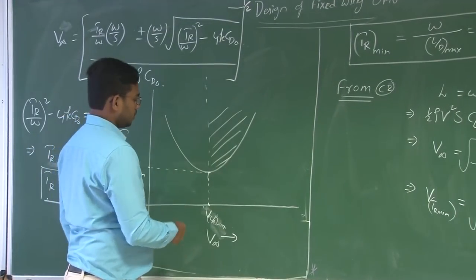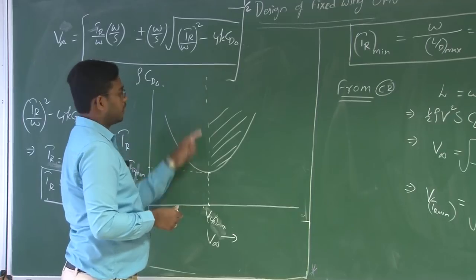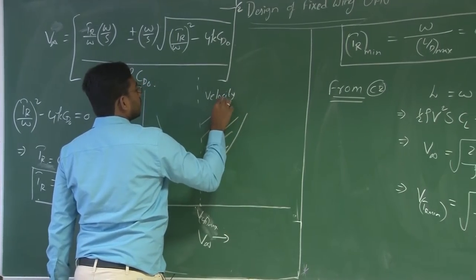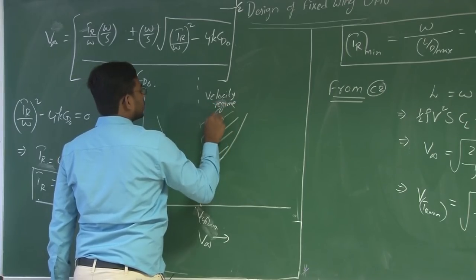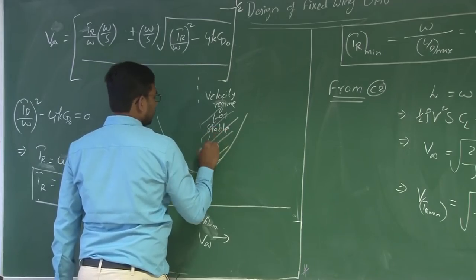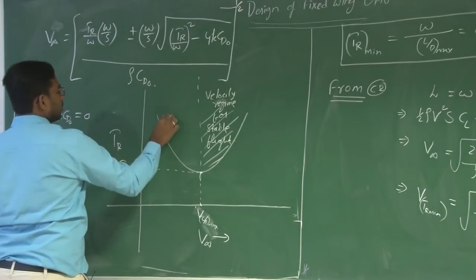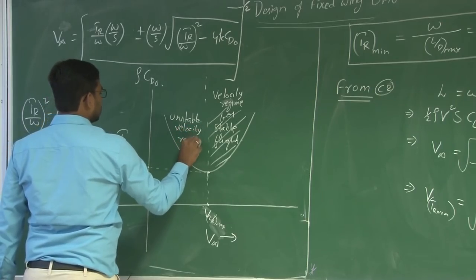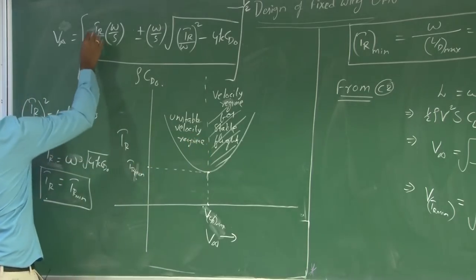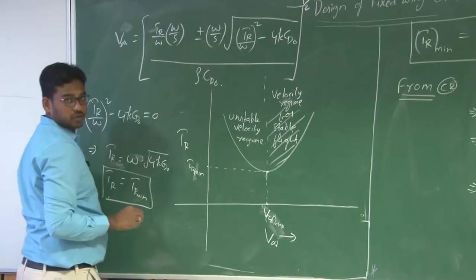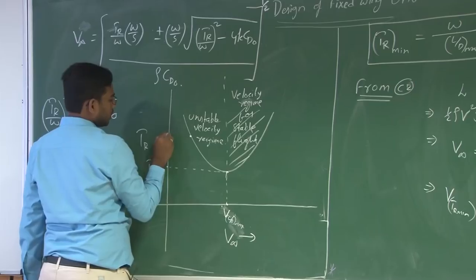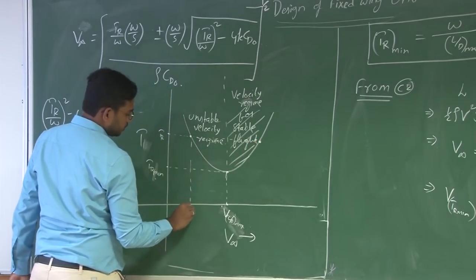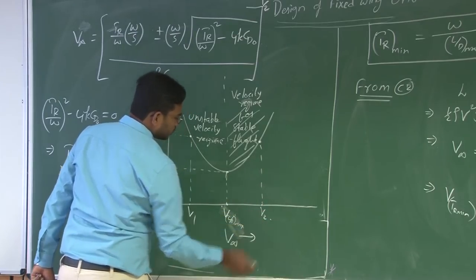Now we also discussed this particular region, which is to the right of this vertical line, as the velocity regime for stable flight. This is the unstable velocity regime. Why? Because for a given thrust requirement, you have two solutions of velocity. Let us say this is your thrust required condition. You can fly either at velocity V1 or velocity V2, right?